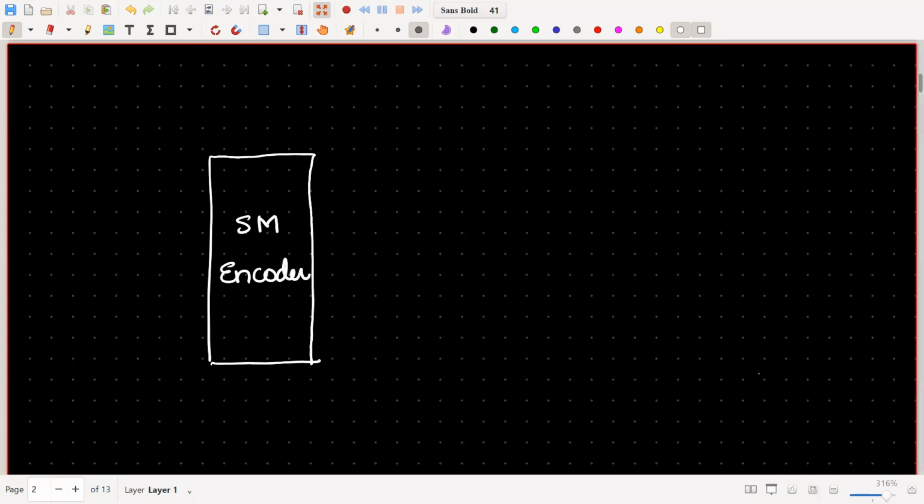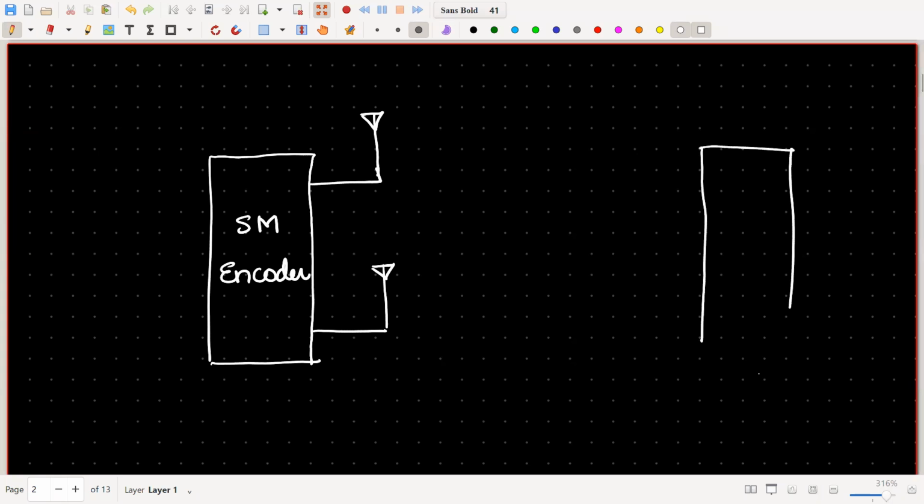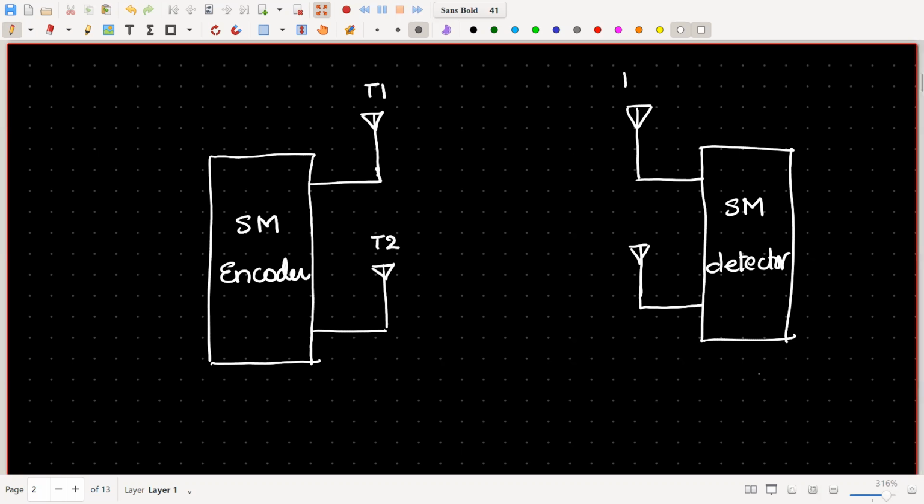All right, and say you have, as usual, I'm just taking for simplicity only two antennas. So this is say spatial multiplexing detector. Again I take here two antennas. It may not be always the same number of antennas at transmit and receiver. You can take different values. Anyways, so I have T1, T2, and I have receiver antenna 1, receiver antenna 2.